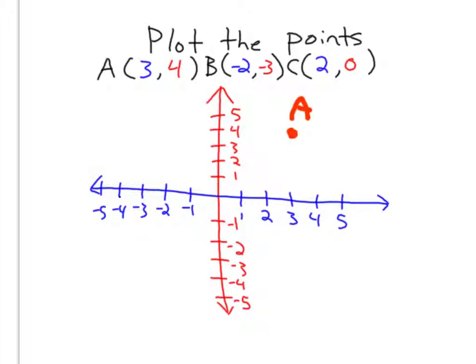Alright, point B is at negative 2, negative 3. That's down here in quadrant 3. Put a B there. And then point C is at 2, 0. So that means over 2 and up or down 0. So I'm right there on the x-axis. That's point C.